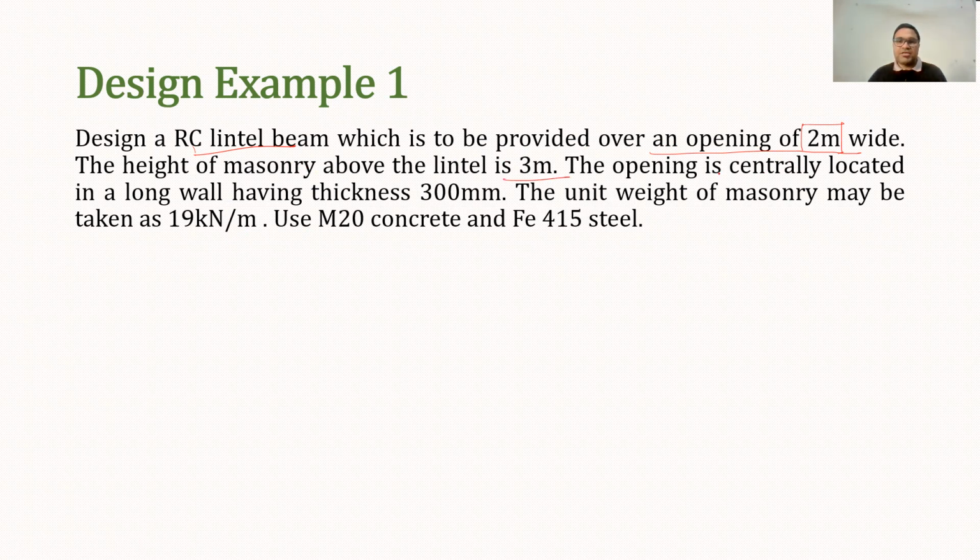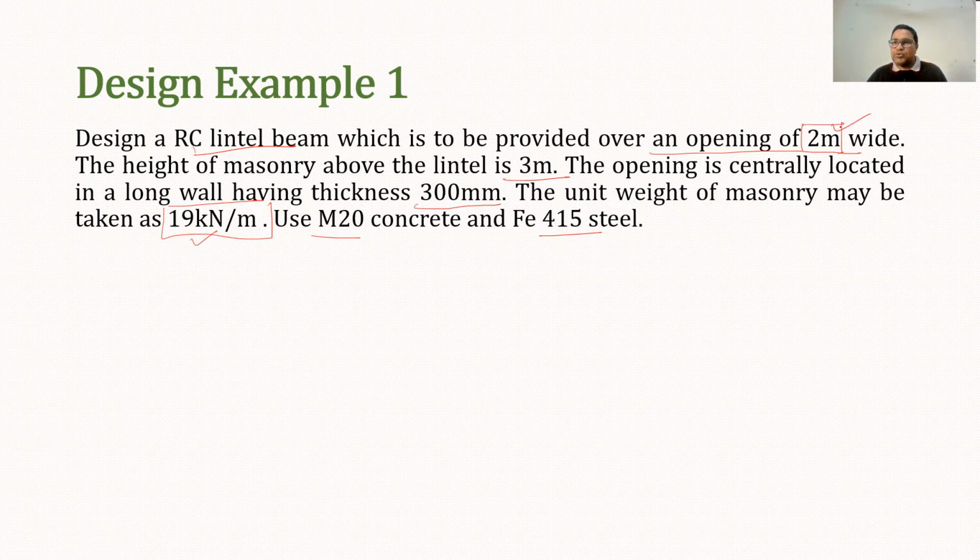The opening is centrally located in a long wall having thickness 300 mm, and the unit weight of masonry may be taken as 19 kilonewton per meter cube. So this will be used to calculate the weight of masonry coming on the lintel. So we have to use grade of concrete as M20 and Fe 415 steel.